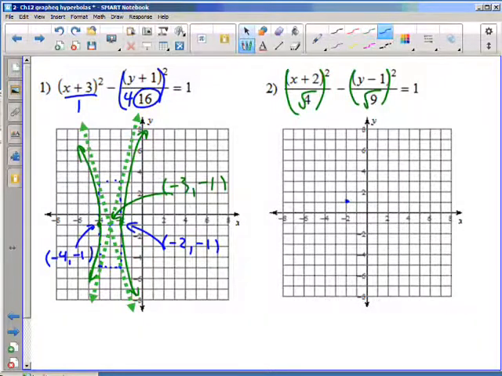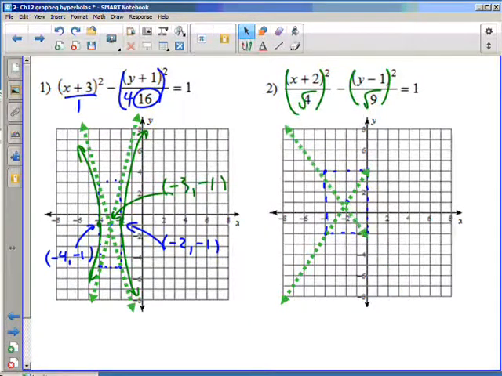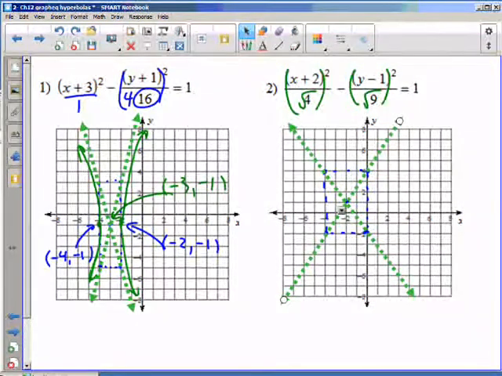I'll go ahead and make the box first here. I go up and down 3 and left and right 2. And then make a dash line. This is not actually part of my graph. And now sketch the branches.